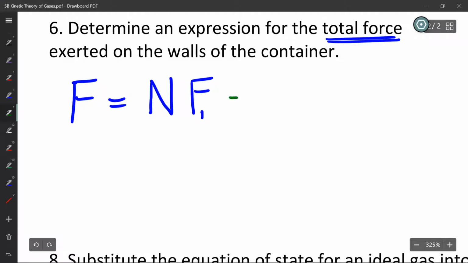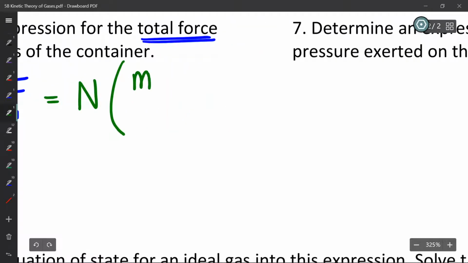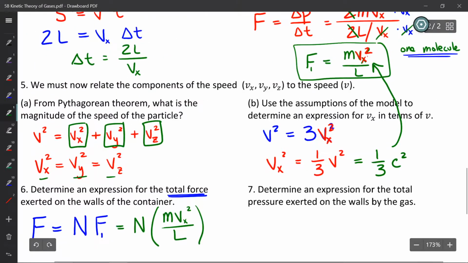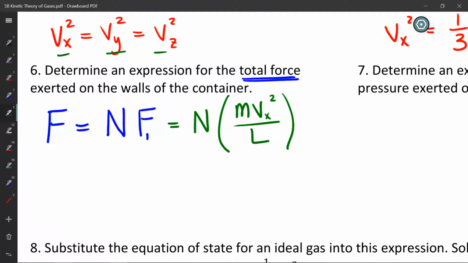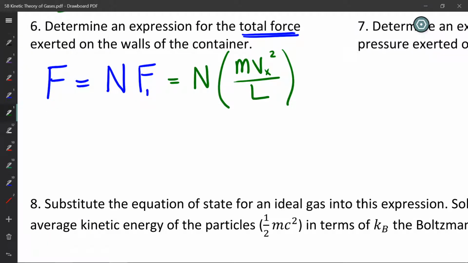And so we can just substitute the value that we had for F1, which was m Vx squared over L. I'm just taking my m Vx squared over L and substituting in there for F1. We're realizing there are N particles, all times the force of one particle. That'll give us the total force of all those particles, right? Like if one particle hits the wall with 10 newtons, then 5 particles would hit the wall with 50 newtons. Obviously, they don't hit with that much force, but it's just an example.